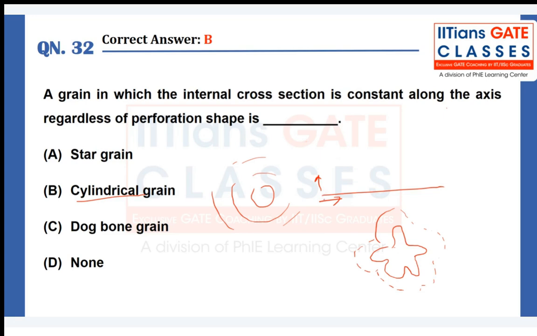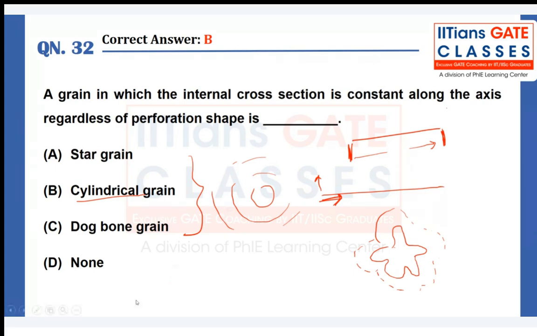But if they are talking about the axial direction, then all of the grains can have the same internal cross section, because we can design a propellant grain wherein at the beginning of the port and at the end of the port we'll have the same cross section along the axis. We can design like that. It can be star, it can be dog bone, it can be addition. So this question is kind of unclear, but I hope you understand the logic. This is the logic with which you should answer.